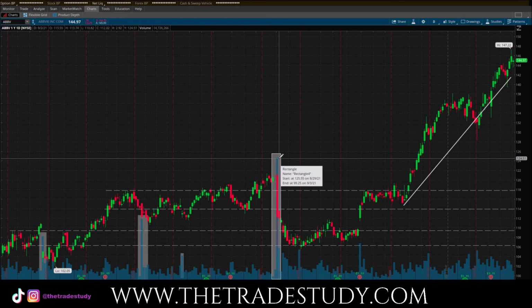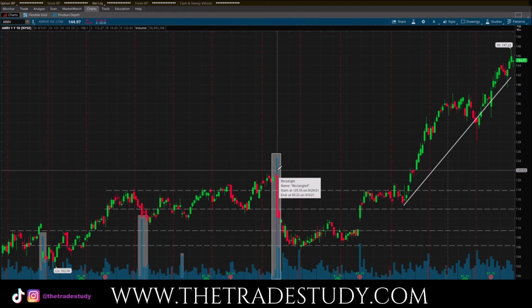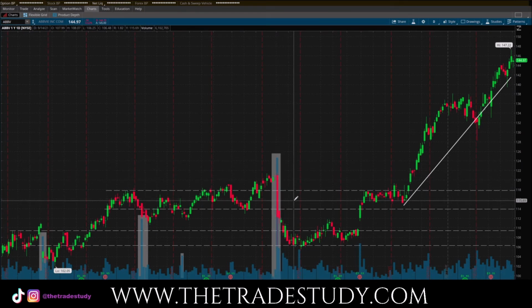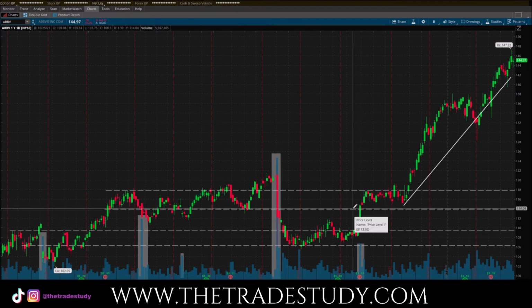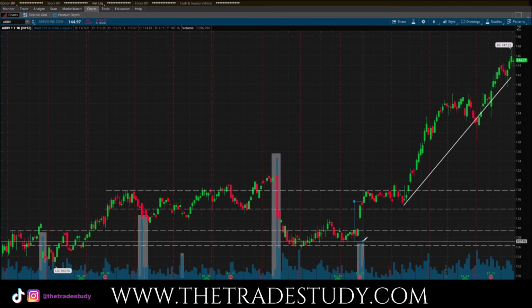Huge volume again, which caused the price to move in a dramatic direction. Same thing here. Huge pop. And guess what? We broke through a level, two critical levels here of supply and demand.